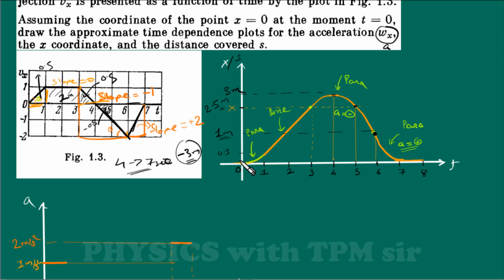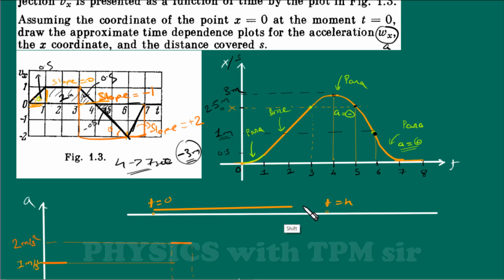So displacement has increased from 0 to 4 second as velocity was positive. So if I draw a straight line, what I am observing is that from t is equal to 0 to t is equal to 4, a particle was moving in this direction continuously, right? And after that, the particle took a turn, and it has come to the same point x is equal to 0 at t is equal to 7 seconds. This is what happened.